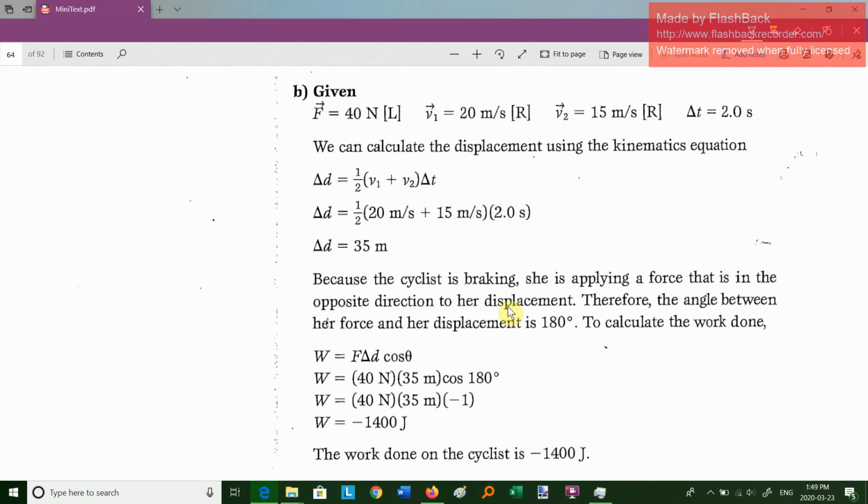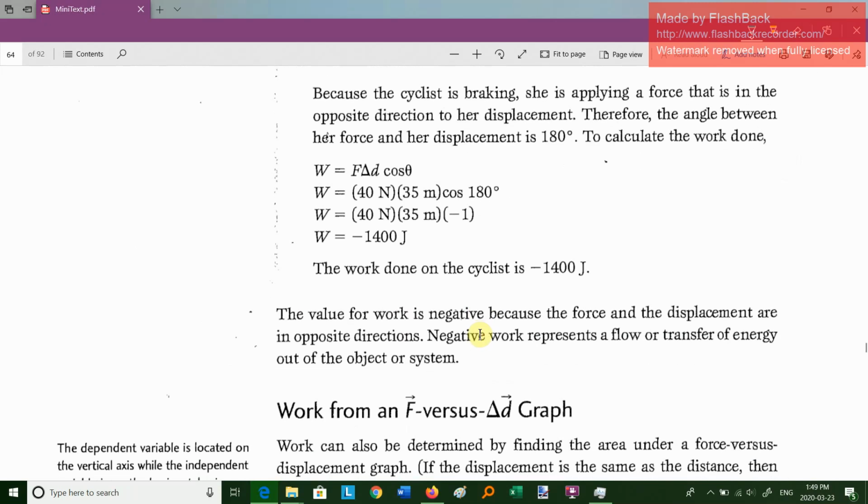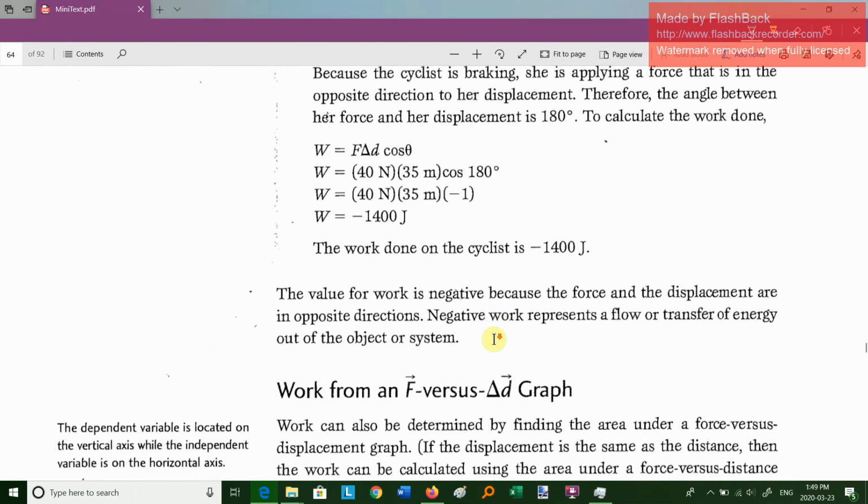But because the cyclist is braking, she's applying a force that is in the opposite direction to her displacement. Therefore, the angle between her force and her displacement is 180 degrees. So you take 40 times 35 times cos of 180, which is -1. So the work done on the cyclist is negative 1400 joules. The value for work is negative because the force and the displacement are in opposite directions. So that's how that one works.